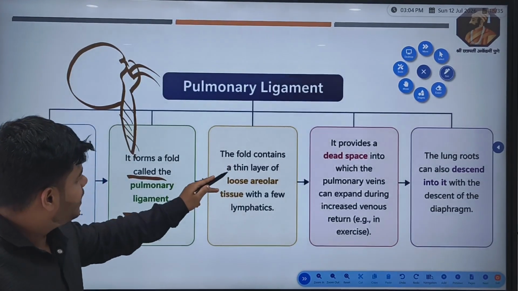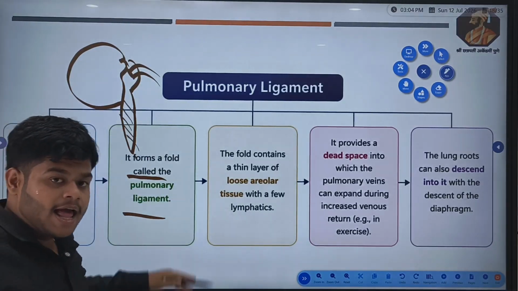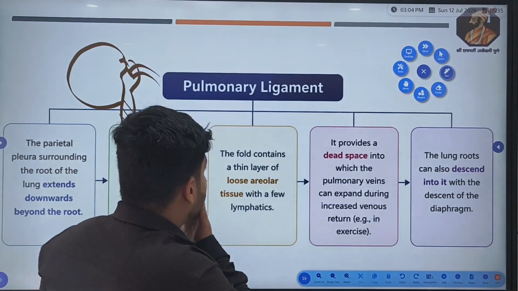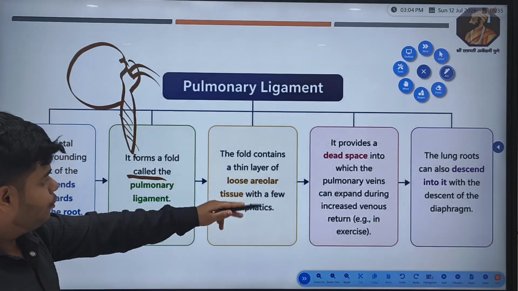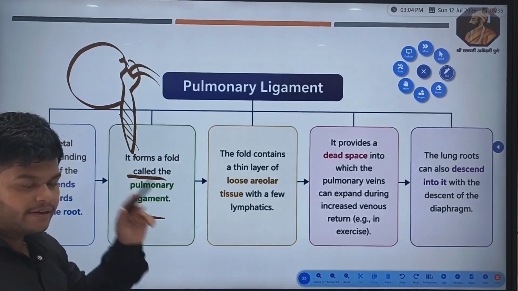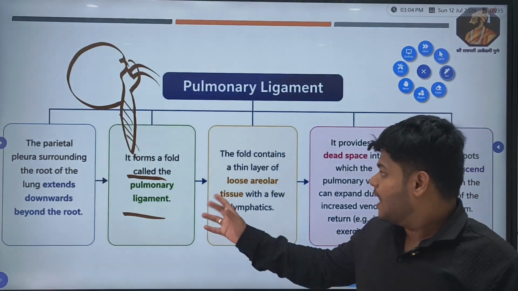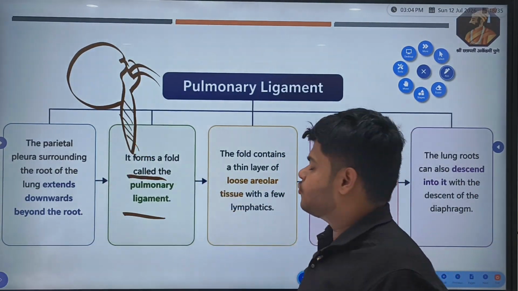The fold contains a thin layer of loose areolar tissue with few lymphatics. Lymphatics are present over here. It provides a dead space into which the pulmonary veins can expand during increased venous return. Whenever there is an increased venous return, it is helpful. So it is an adaptive function.